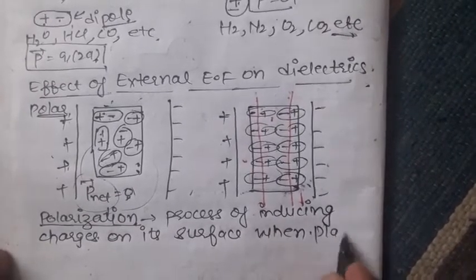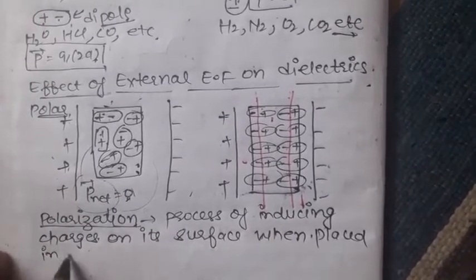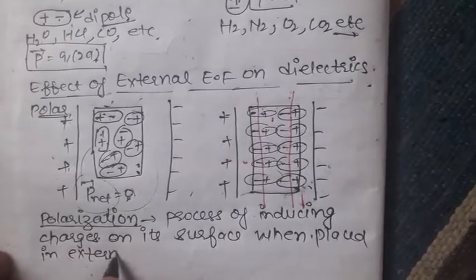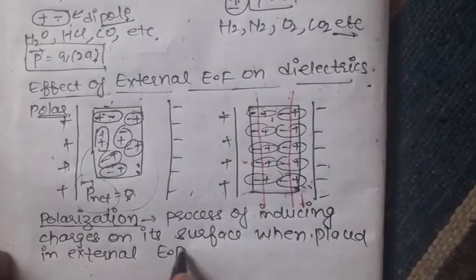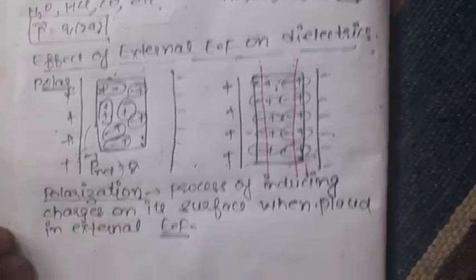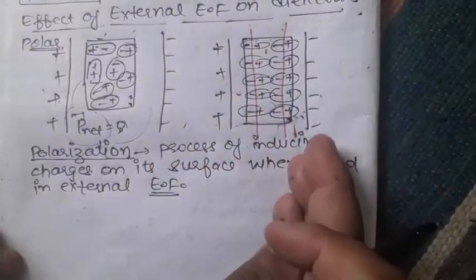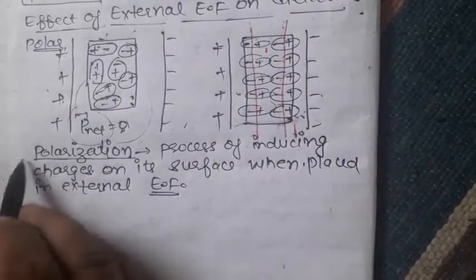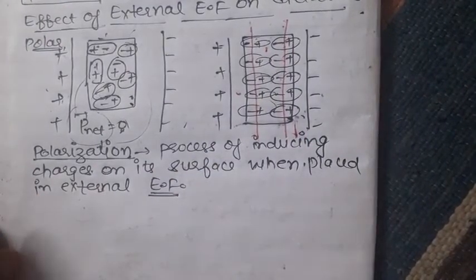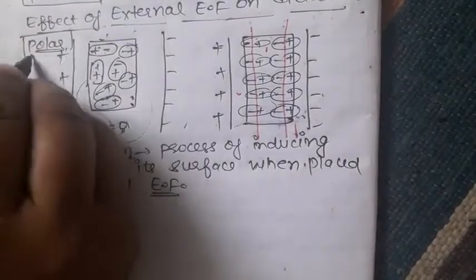When placed in an external electric field, when charges are induced on its surface, this process is called polarization. Clear? This is the case when I place the polar dielectric.